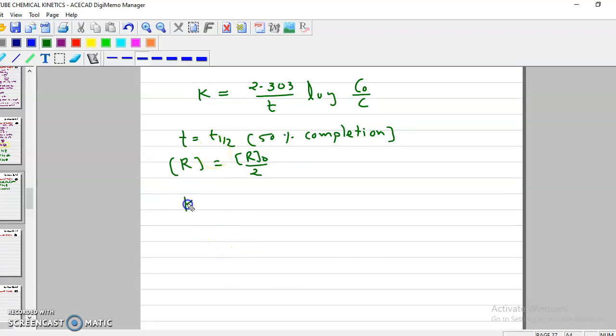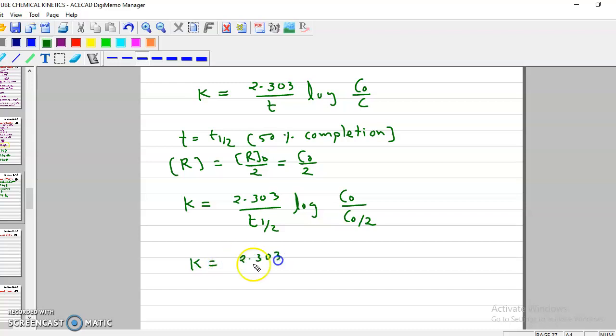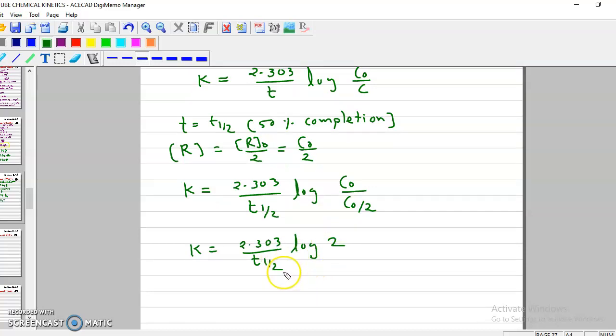So we get k is equal to 2.303 upon t half log C0 upon C0 by 2. Okay, so because R is equal to C, then it is C0 by 2 also. And therefore k is equal to 2.303 upon t half log 2, and log 2 is 0.301.